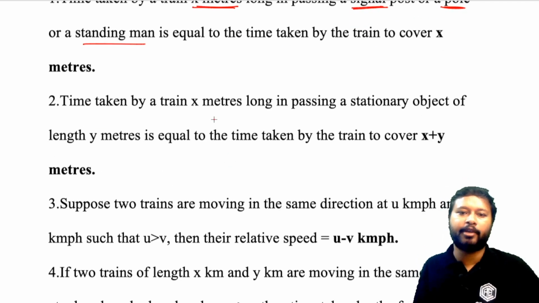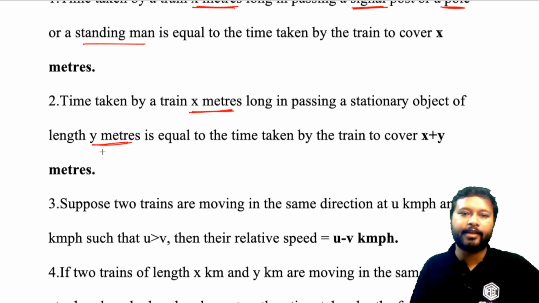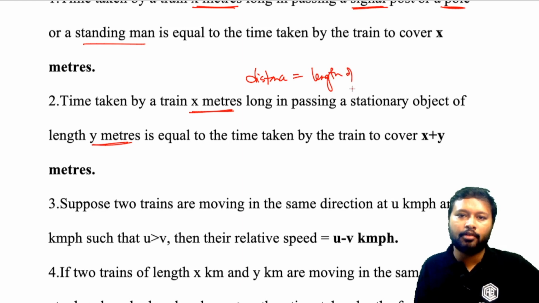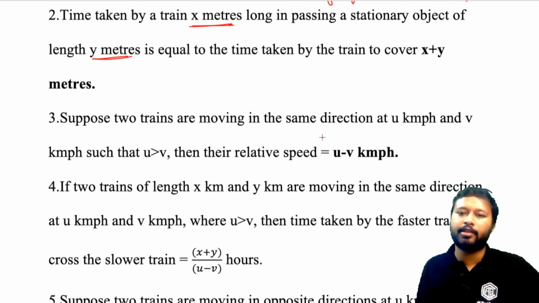Next, the time taken by a train x meters long passing through a stationary object of length y meters, it can be a platform, it can be anything of length y meters. In that case your distance will be equal to the length of train plus the length of object. Okay, so x plus y will be the distance in this case. Now suppose that two trains are moving in the same direction with u km per hour and v km per hour, such that u is greater than v, then the relative speed will be u minus v.